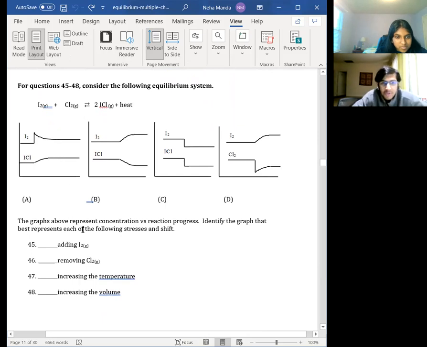I don't like these questions where they give you the same graphic and you have to do multiple questions. I don't like them either.